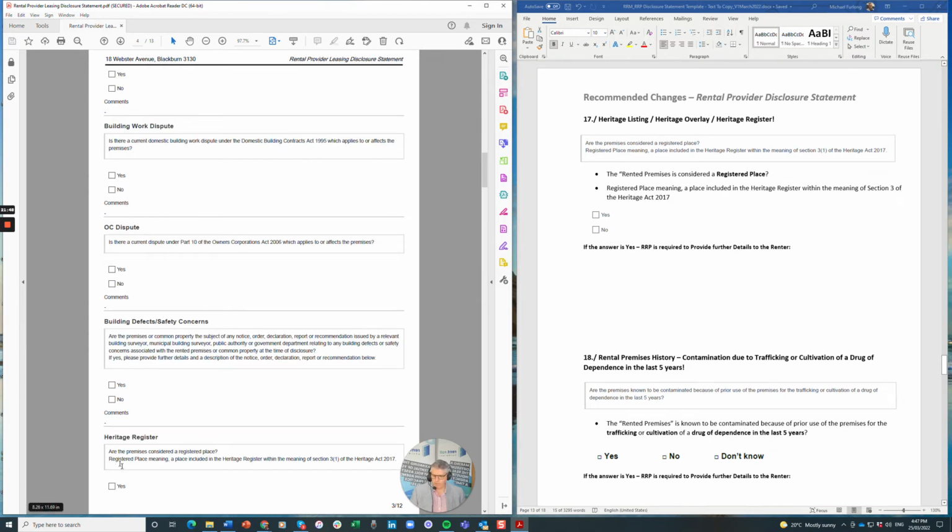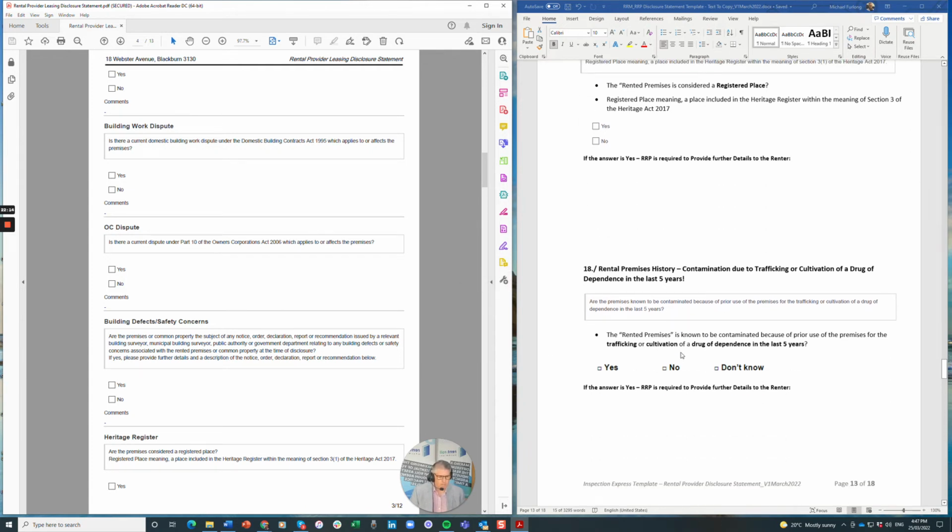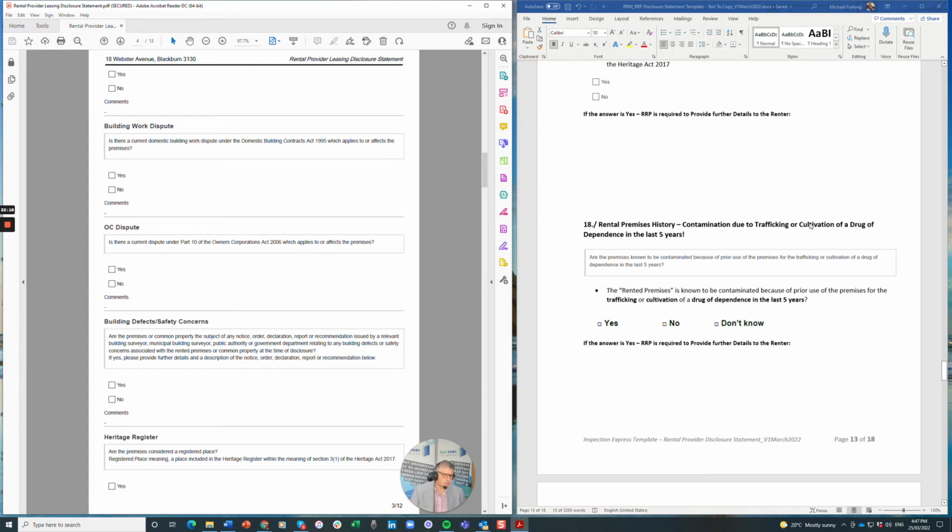If you do find that spacing puts you onto different pages, try and make it as easy as possible. Heritage place meaning Section 3 of the Heritage Act. I've checked that today. And that will actually be the definition of registered place. If the answer is yes, RRP provide further details inside of there. And now we've got the next one, contamination due to trafficking or cultivation of drug of dependence in the last 5 years.